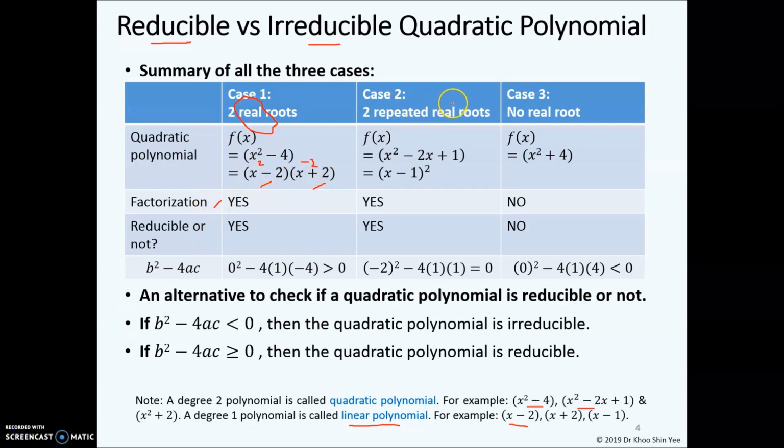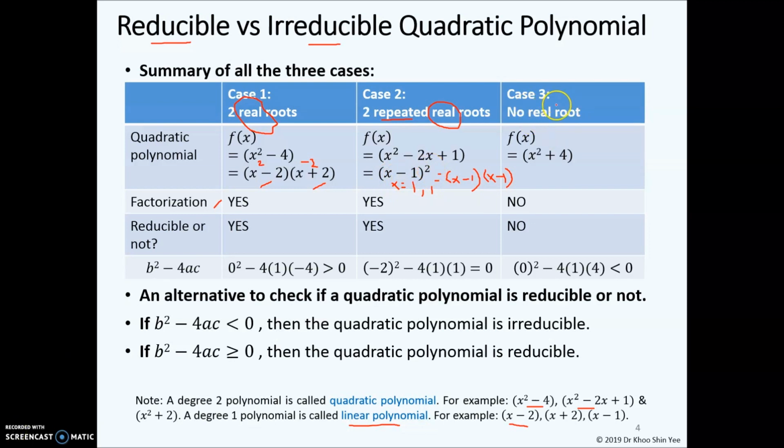For the second case, it's also possible that you get a repeated real root, where in this case, your x is equal to 1. Since it's a power of 2, it means that you have a repeated root, which can be written in this form. So x minus 1 multiplied with x minus 1. So in simple form, you can write it as x minus 1 to the power of 2.